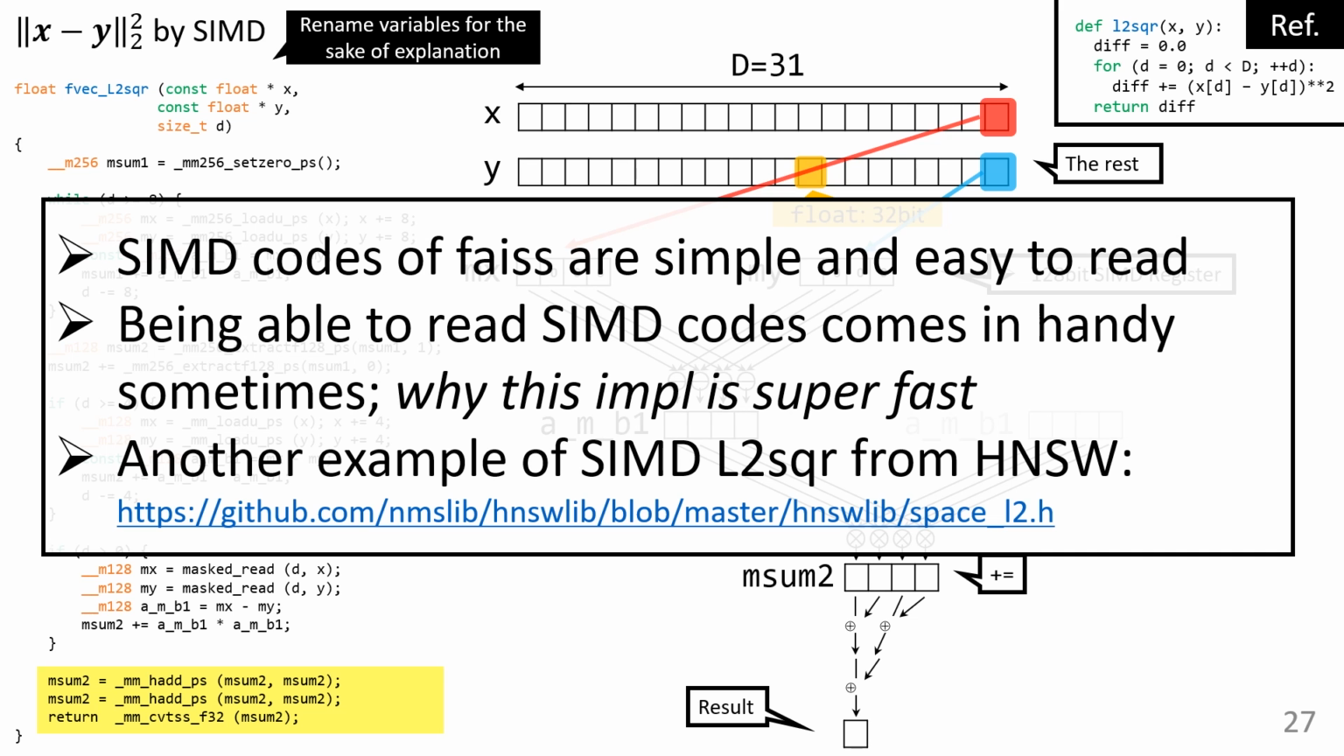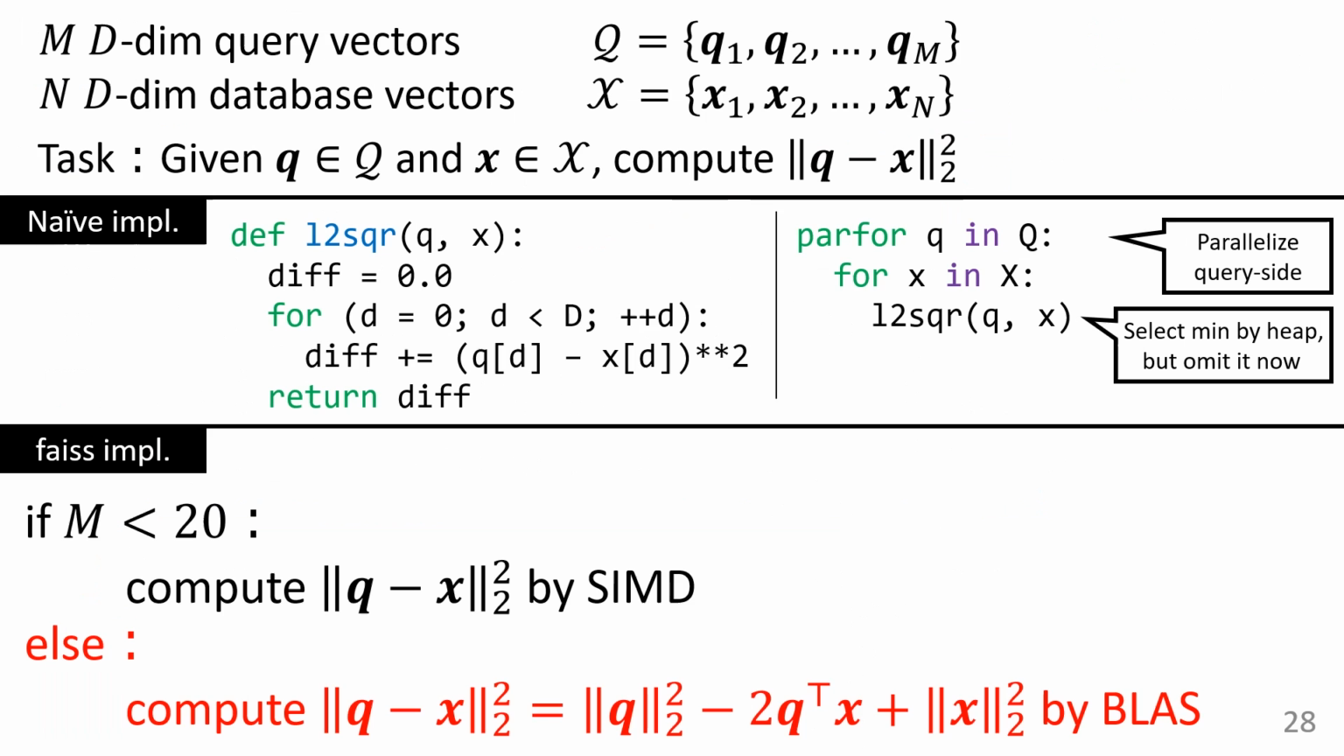The interesting thing here is that the SIMD code of Faiss is very simple and very easy to read. So it's really nice to study. Being able to read SIMD code comes in handy sometimes. So why is this implementation super fast? Another example of a SIMD register, SIMD L2 square, you can find here. Okay, then we finish this part.